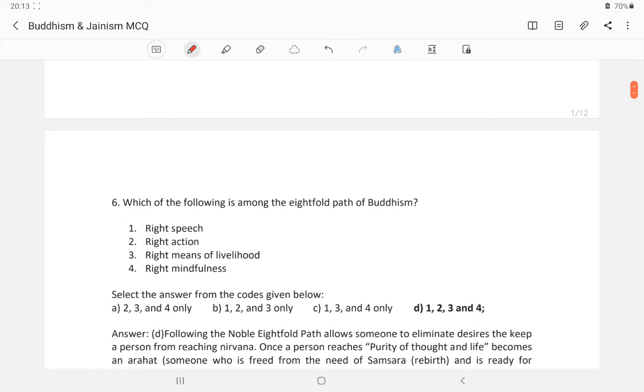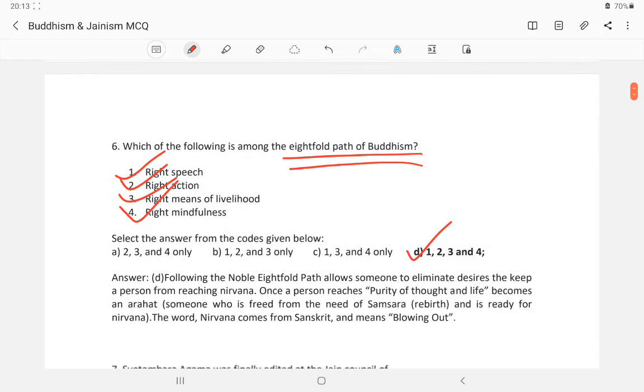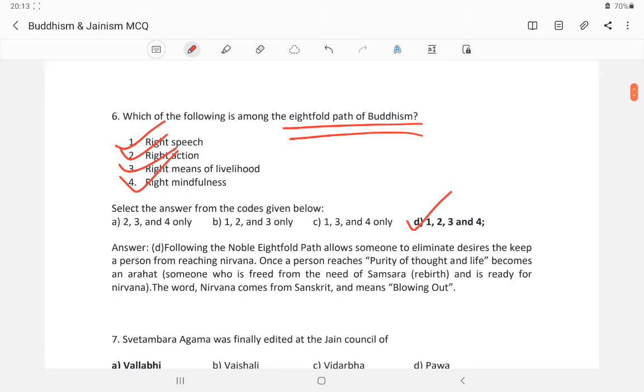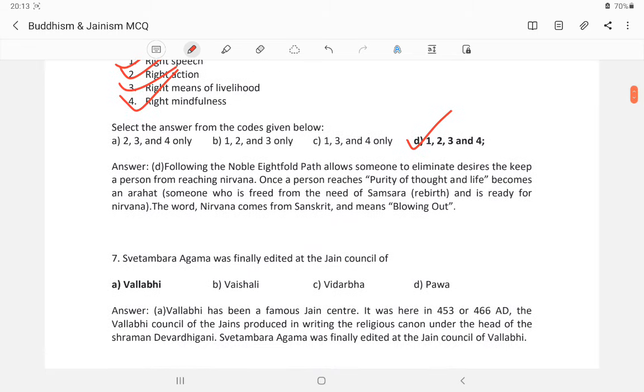What is the Eightfold Path of Buddhism? Right speech, right action, right means of livelihood, right mindfulness. So the answer is 1, 2, 3, 4. Eight noble paths of Buddhism.